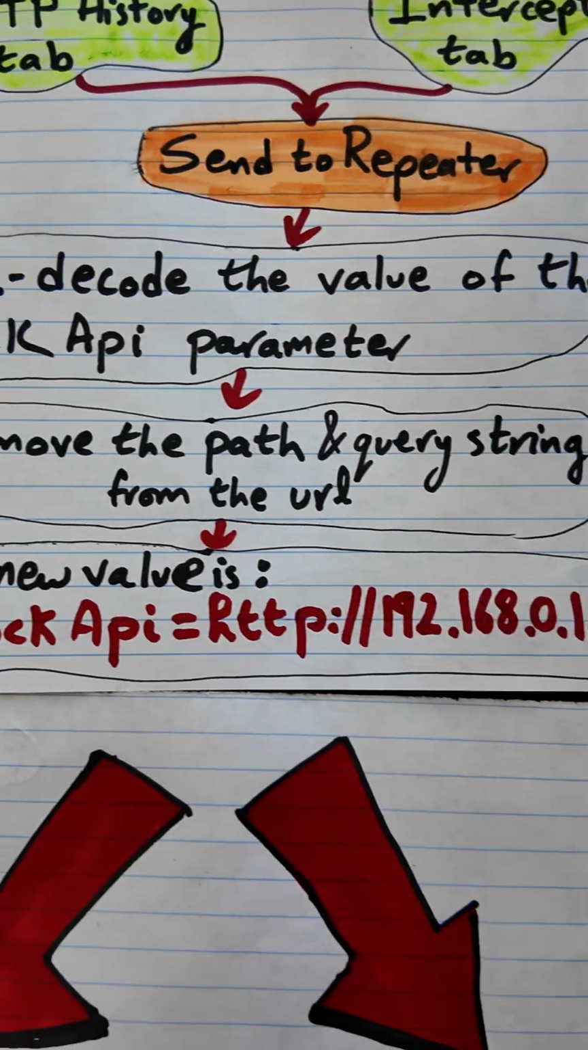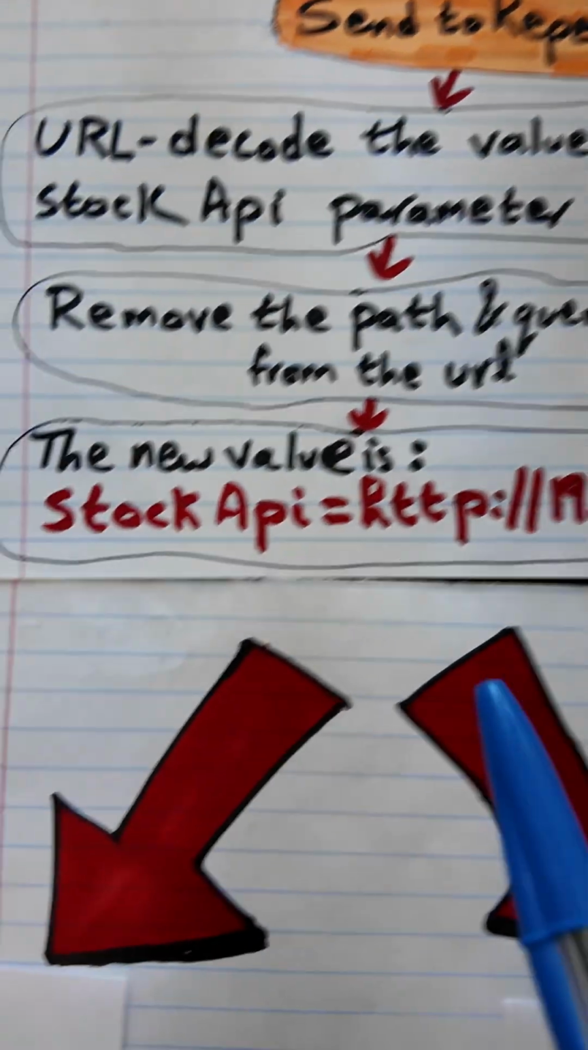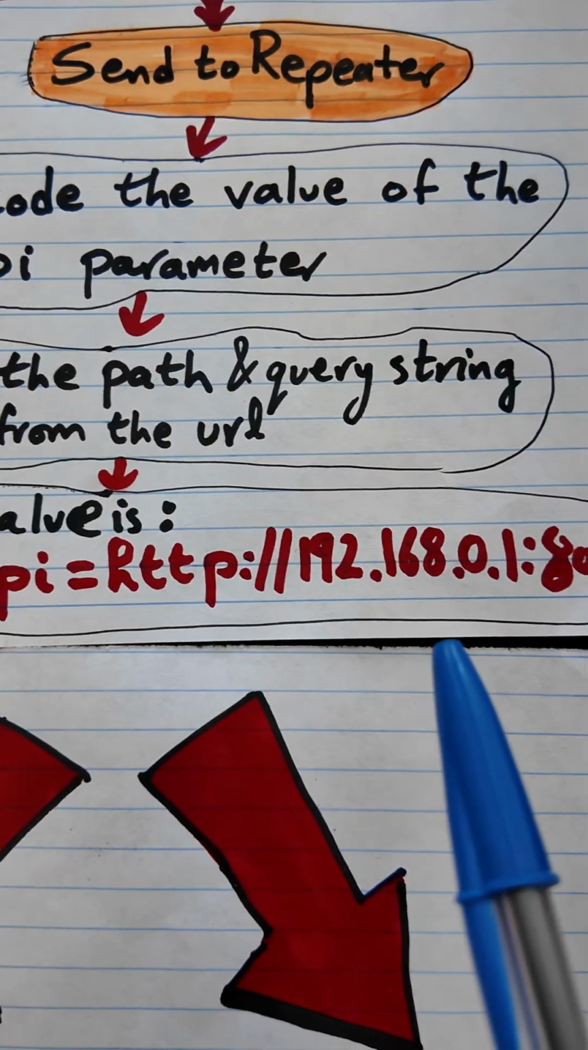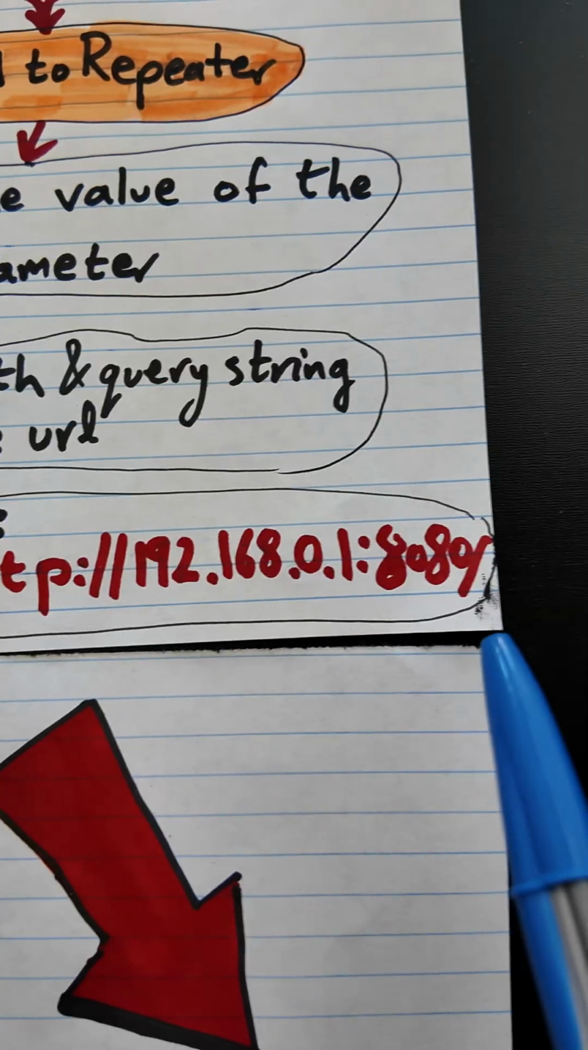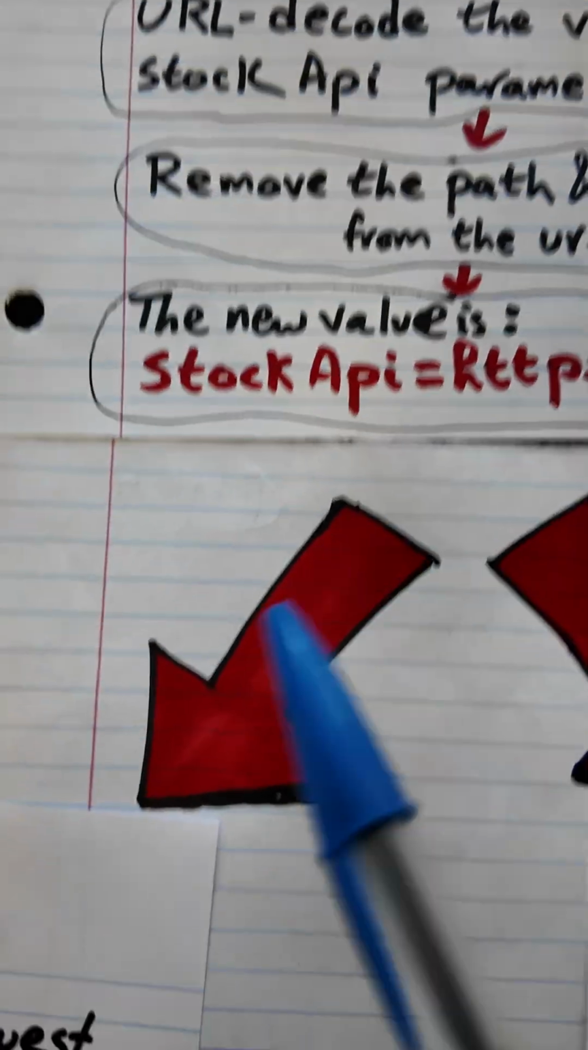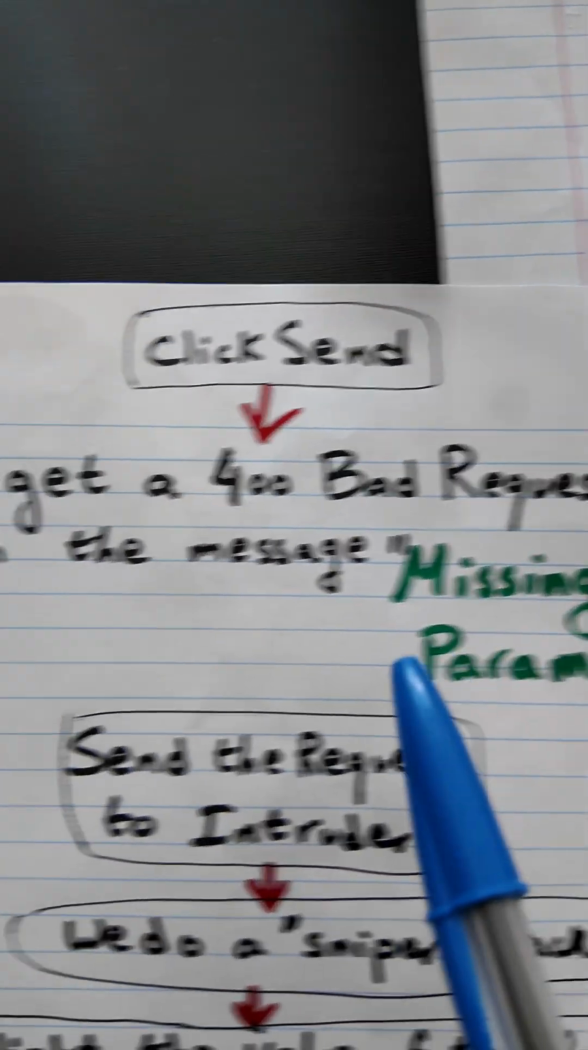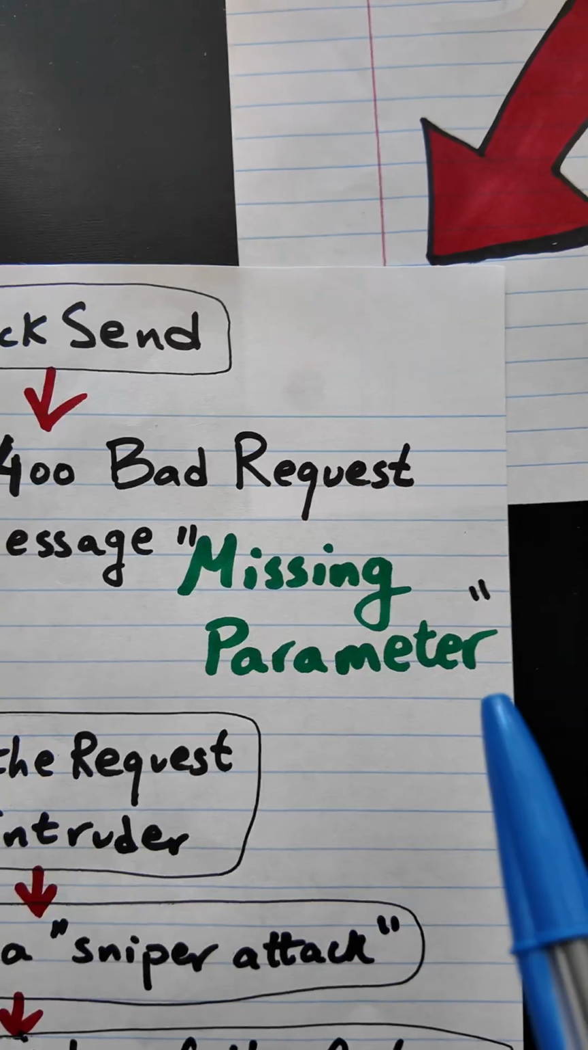We remove the path and query string from the URL. The new value is stockApi equals http://192.168.0.1:8080. Then we have two solution methods. The first solution method: we click send. We get a 400 Bad Request with the message missing parameters.